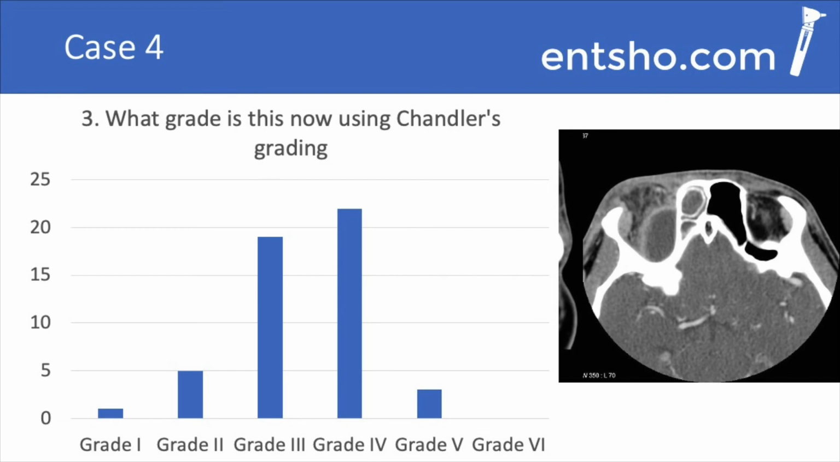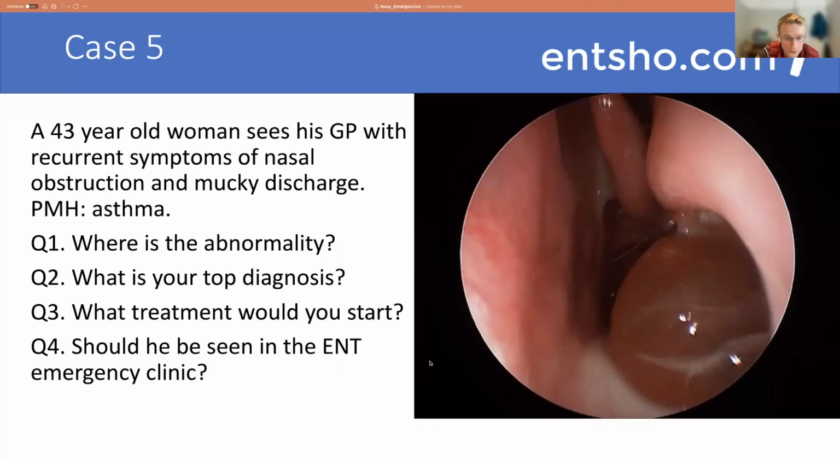So, moving on to the next case. This is a 43-year-old lady who has come to see her GP with symptoms of nasal obstruction and mucky discharge, and she has a past medical history of asthma. So what do you think you're looking at? What's causing it? What treatment do you want to start? And do you think she needs to rush to the ENT casualty clinic?